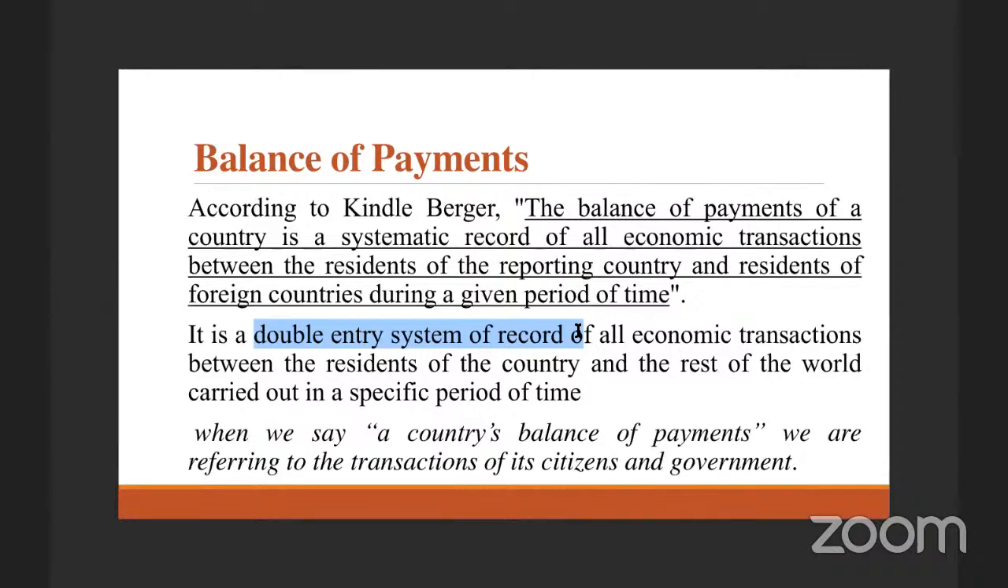If you're giving a donation, you are a giver, right? And who is taking the donation? Some NGO takes the donation. There is a receiver. So every transaction has 2 effects: one debit effect, one credit effect. The one who receives the benefit is debited, is a debtor. The one who gives the benefit is a creditor. So this is the double entry system.